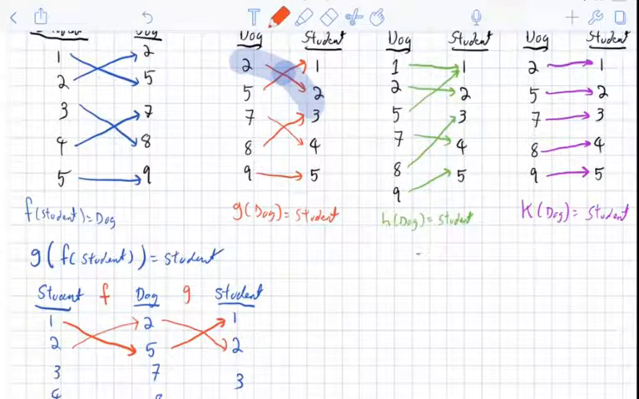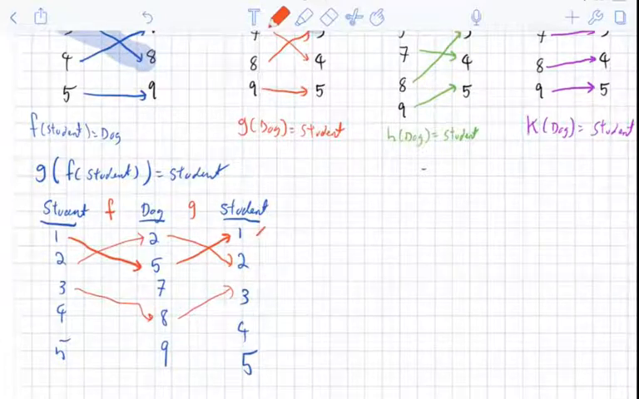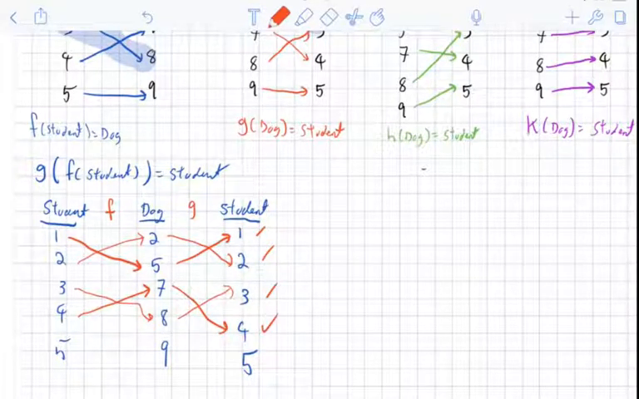Now start at 3, go to 8. 3 goes to 8, and then 8 goes back to 3. And it might help if you make little check marks as you go. 4 goes to 7, and 7 goes back to 4, check mark. 5 goes to 9, and 9 goes to 5, check mark. All of these have gone back to the original place.